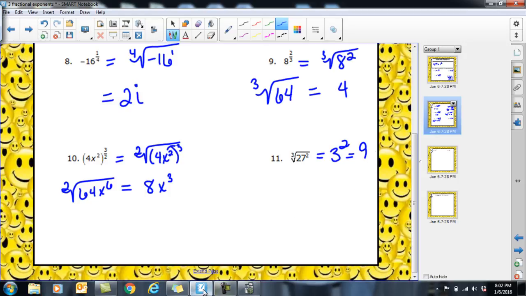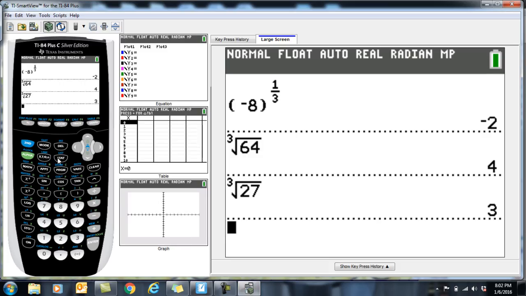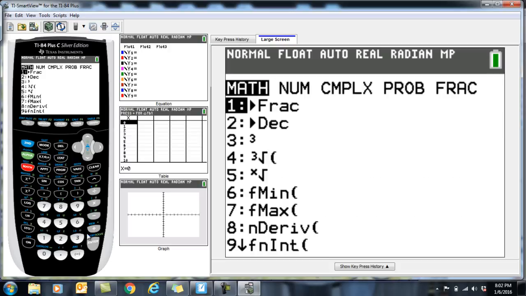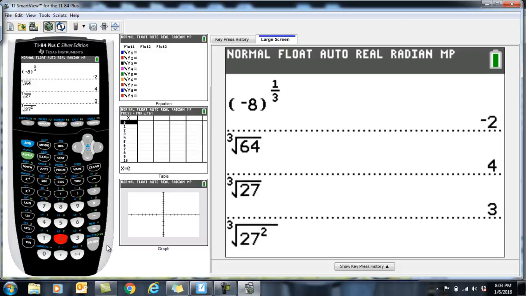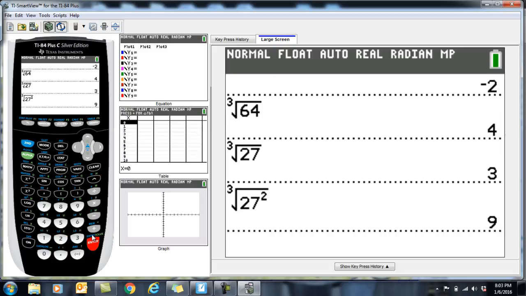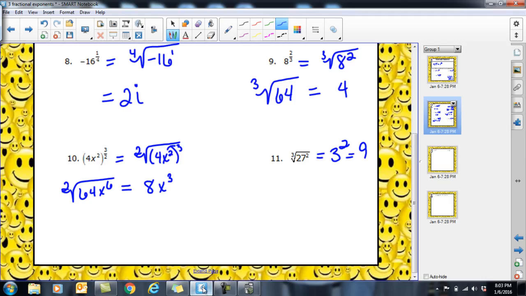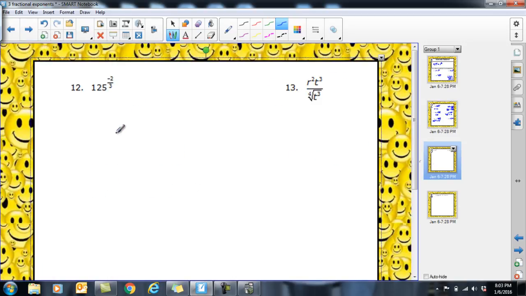You can also, just like we talked about, do the cube root of 27 to the 2nd power, and hit enter, and you're going to see it gives you the same answer. It's 9. Your calculator will do a lot for you if you'll just trust it and actually use it. It's there for a reason. Use it. It will help you out. So let's do a couple more and then we'll be done, and we'll have time for your practice.